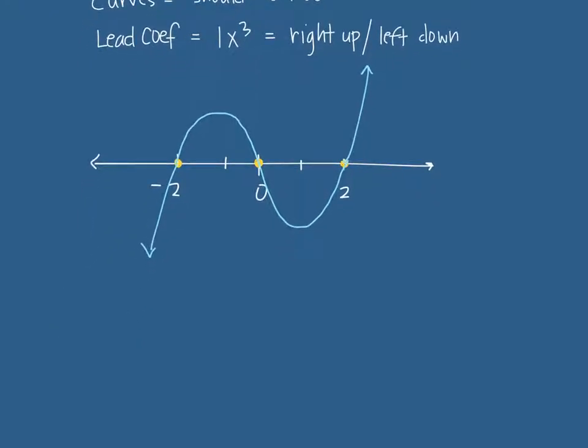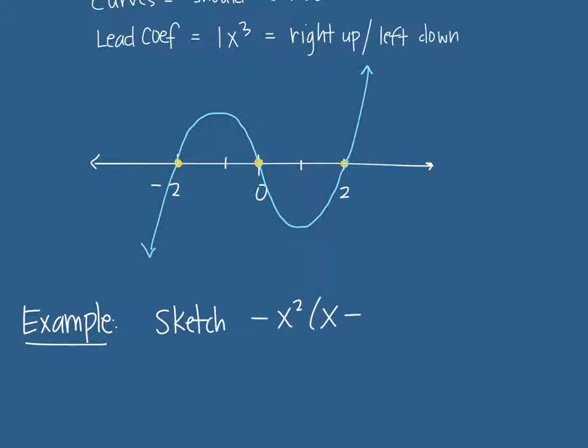All right, now let's try another one. Sketch negative x squared times x plus 2 times x minus 2 equals 0.